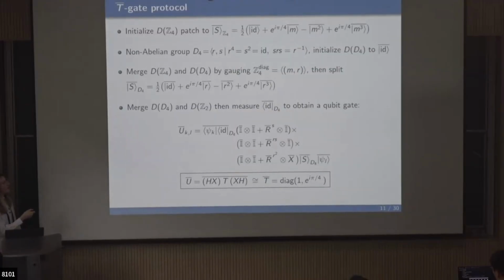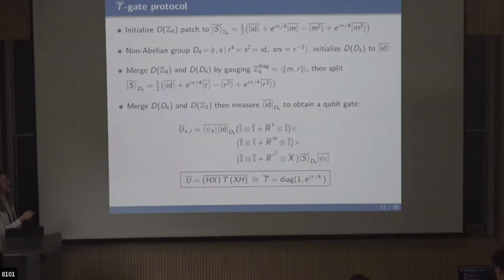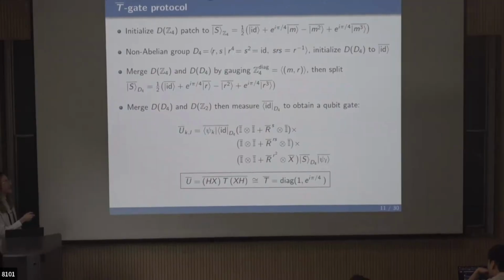So we will start with a stabilizer state for Z4. This is a stabilizer state for Z4, but crucially it has this phase, which will give us a magic state in Z2, or a non-Clifford T gate.